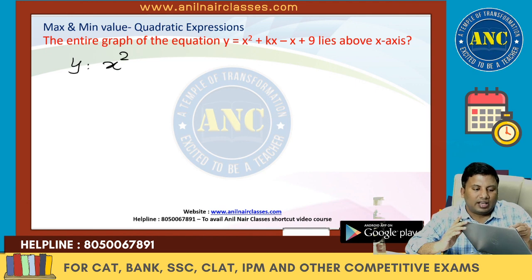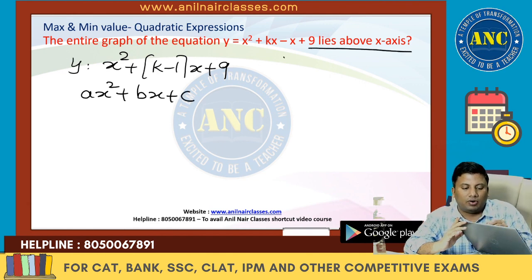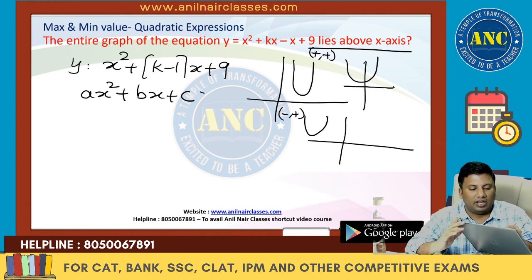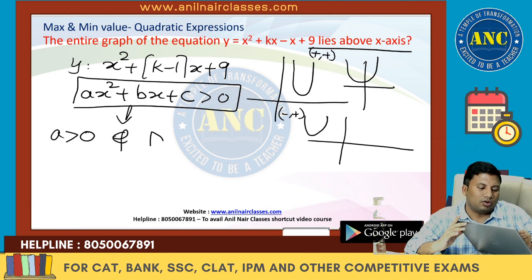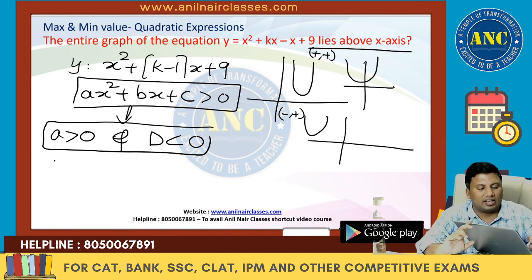Y is x square plus (k minus 1) into x plus 9. This is nothing but ax square plus bx plus c. It lies above the x-axis, whether it lies like this, like this, or like this. X positive, y positive. X negative, y positive. So the expression will be greater than 0. When will it be greater than 0? When a is greater than 0 and D is less than 0.